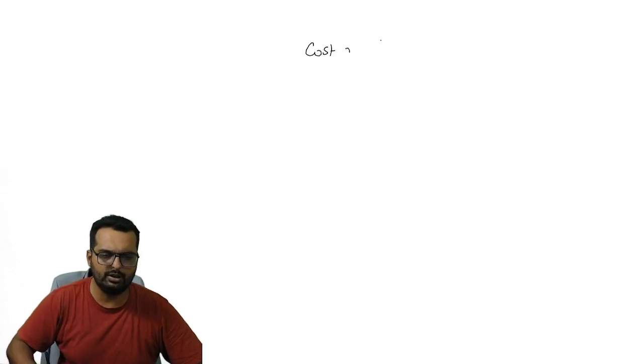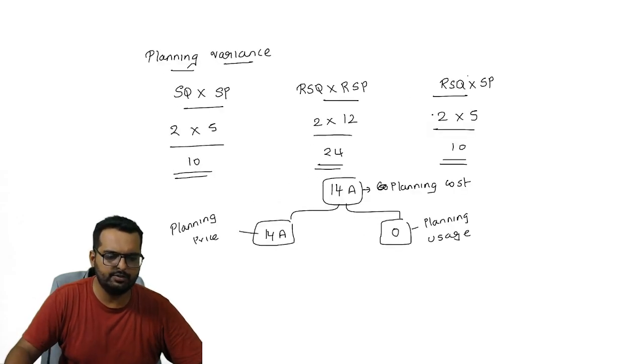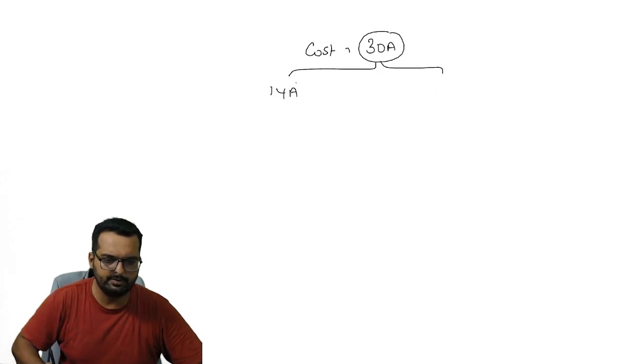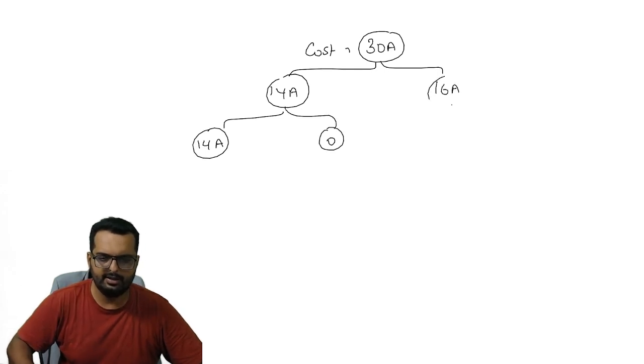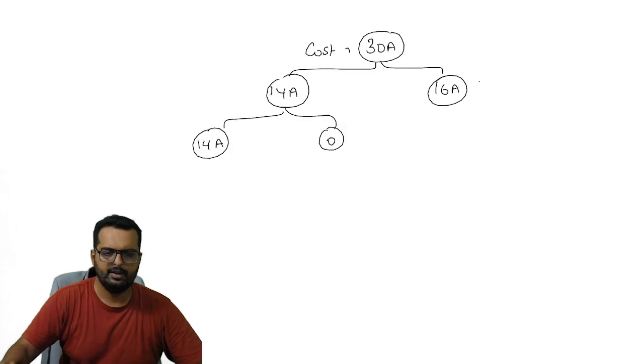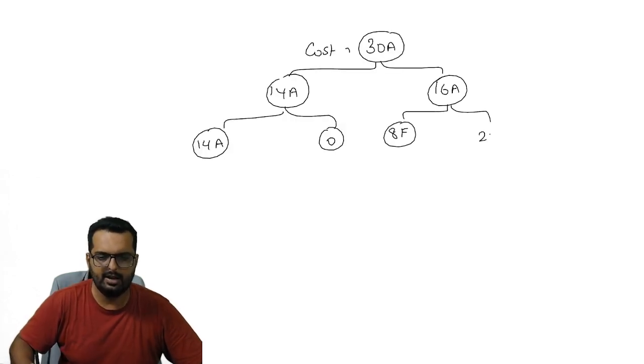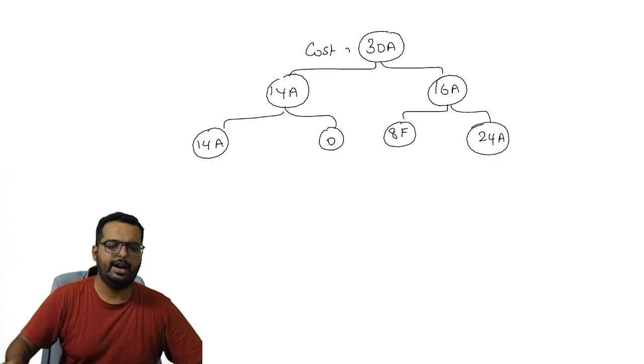Alright. So overall, my cost variance will be the sum total of planning 14 and this 16. Total will be 30 adverse. Inside the 30 adverse, I will have 14 adverse for planning. Inside this 14 and 0 will come. And here it will be 16 adverse, inside which you will have 8 favorable and 24 adverse.